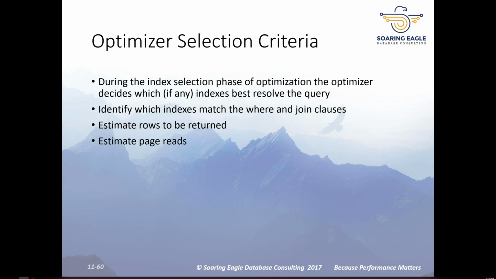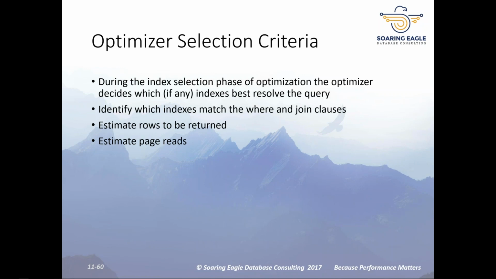So I mentioned earlier that this class is part of a larger class, which is a one-week performance and tuning for developers, and in that class, we do talk a good bit about the different phases of optimization, but for our purposes, we're really talking about just the index selection phase. During this index selection phase, we're going to identify which indexes match the where clause and the join clauses. So let's think about that one for a second.